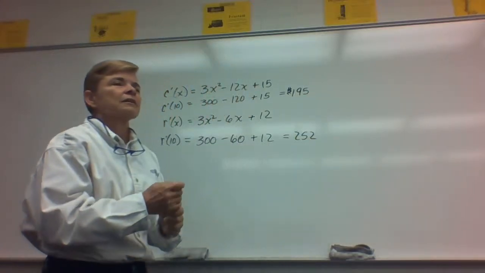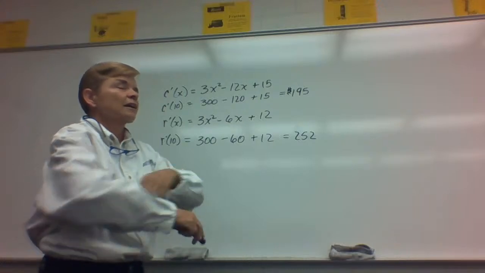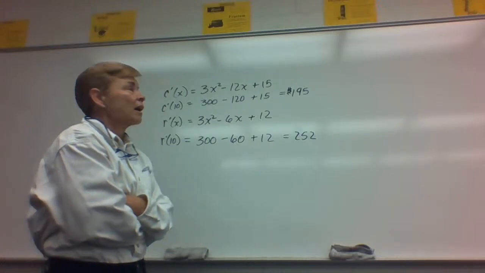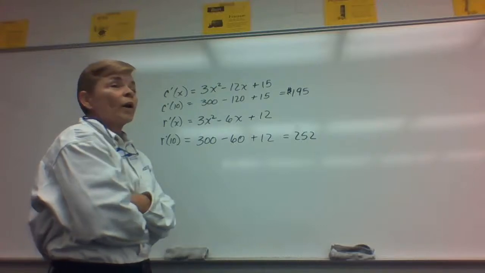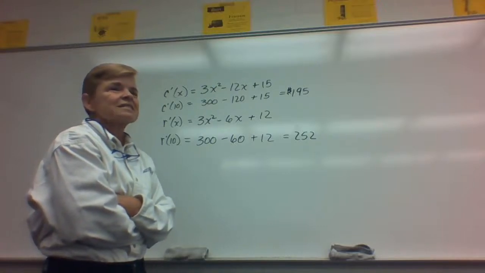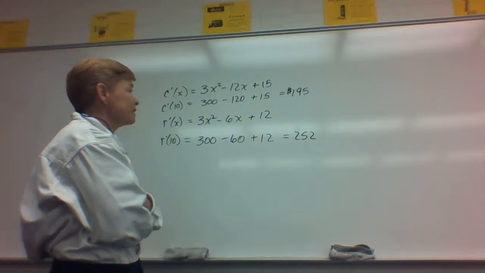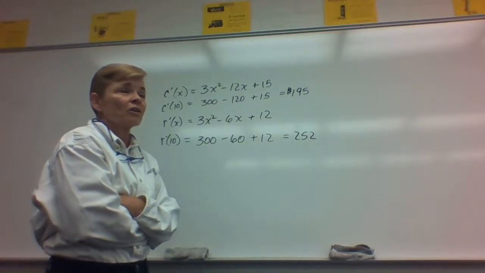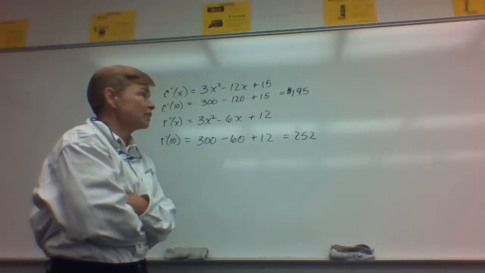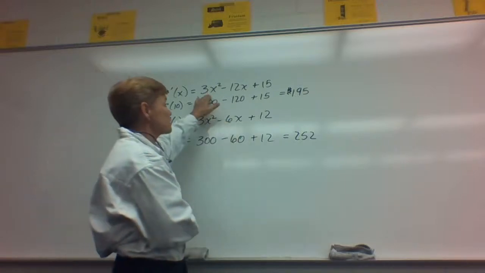It costs $195 more per extra unit you make to produce those units when X is 10. Because when X is 20, it won't be 195 anymore. So that's not a constant. It's not linear because this curve is not linear.